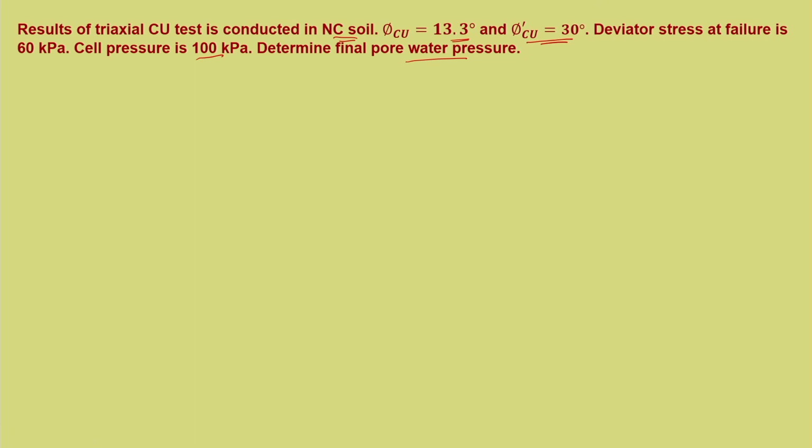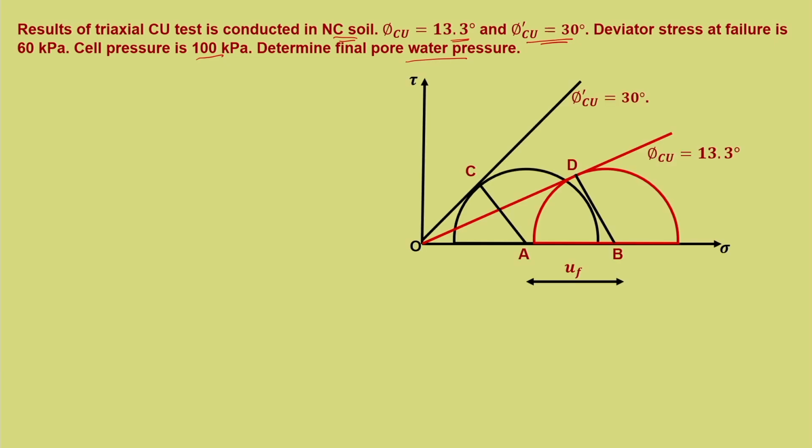Now, if you don't understand that for an NC soil the envelope passes through the origin, then we will struggle at this point, thinking about what the cohesive component will be. That is very clear: for an NC soil, we don't have cohesion. We are asked to find the final pore water pressure. It is a very simple problem. We just need to substitute in the Mohr-Coulomb failure envelope.